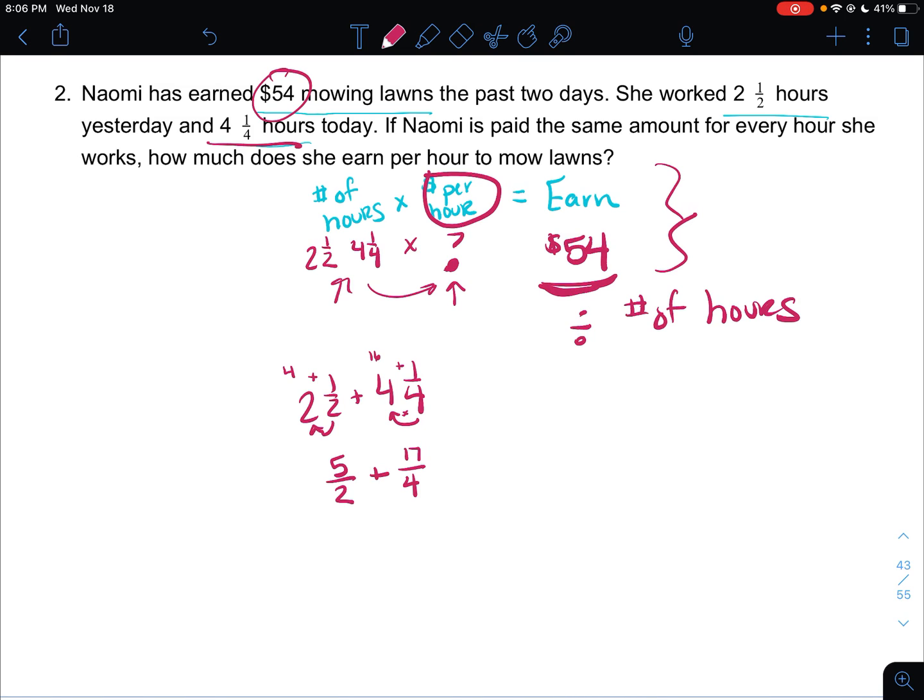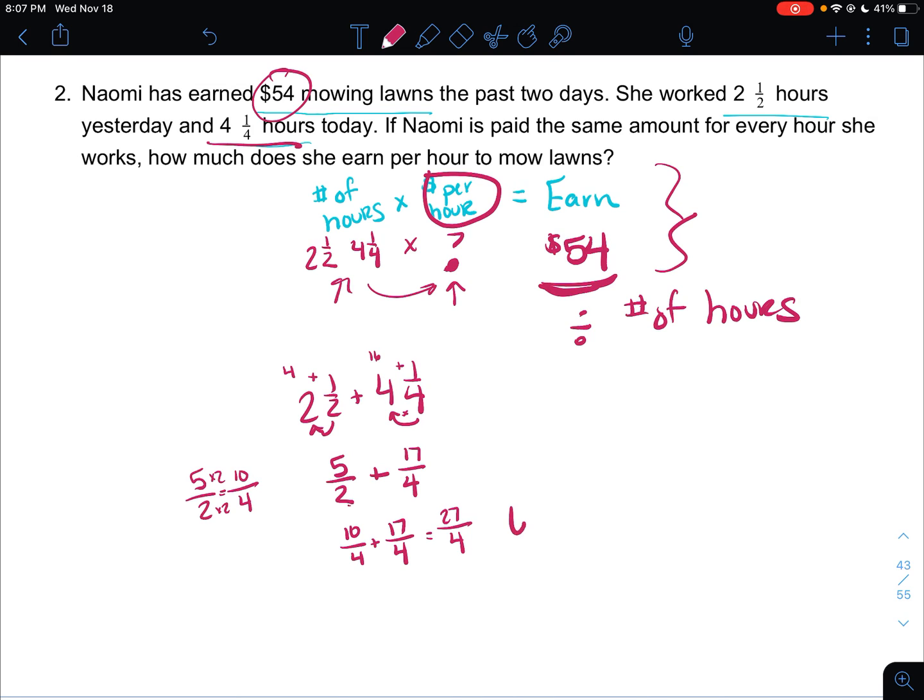Okay, so for now, I need to find common denominators. In the last example, I figured out that the common denominator of 2 and 4 was 4. So I'm going to do the same thing. I need to make 5/2 have 4 on the bottom. 2 times 2 is 4, 5 times 2 is 10. So this is 10/4 plus 17/4. 10 plus 17 is 27, and that would be 27/4.